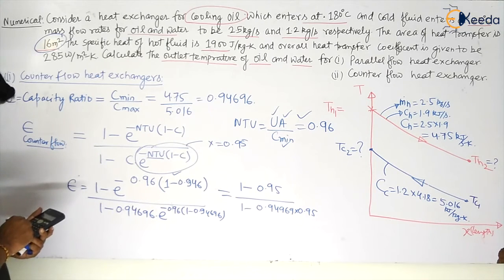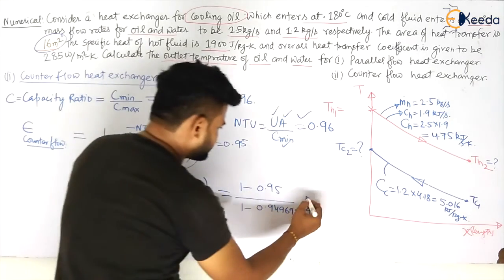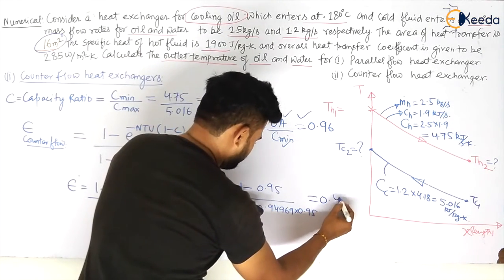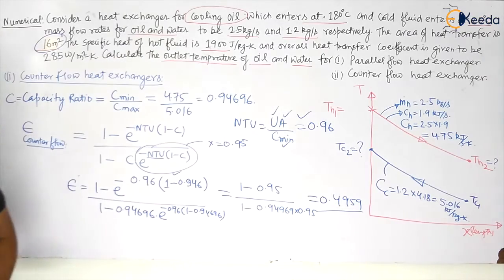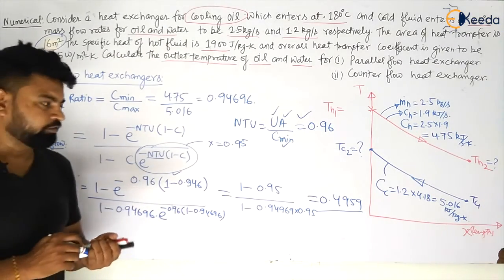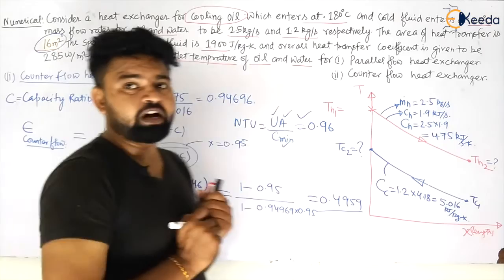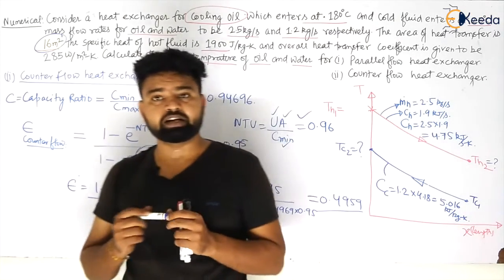So this will be 1 minus this, divided by 1 minus 0.9469 into this. So effectiveness in this case will be 0.4959, my dear students. 4959. So now we know the effectiveness. Can we calculate the outlet temperatures, my dear students? Yes, we can calculate the outlet temperatures.